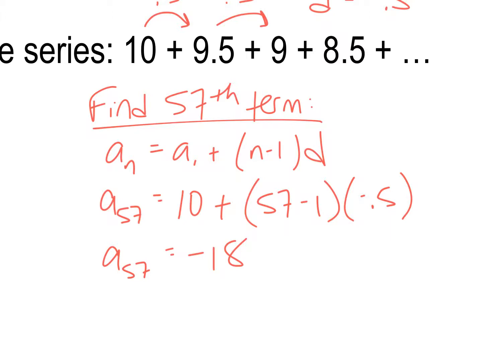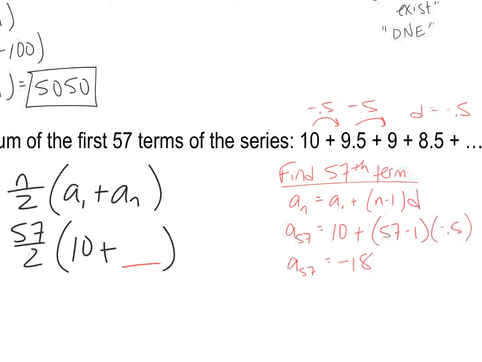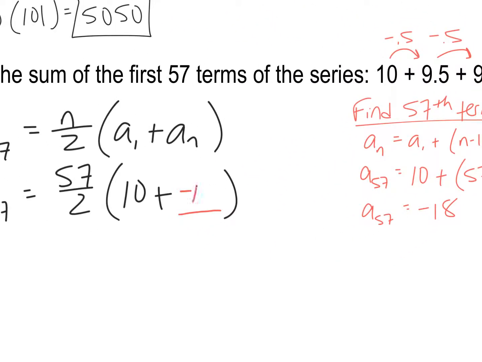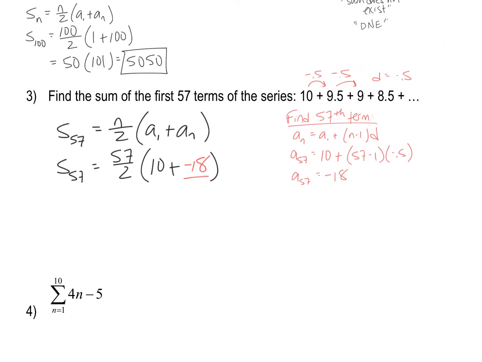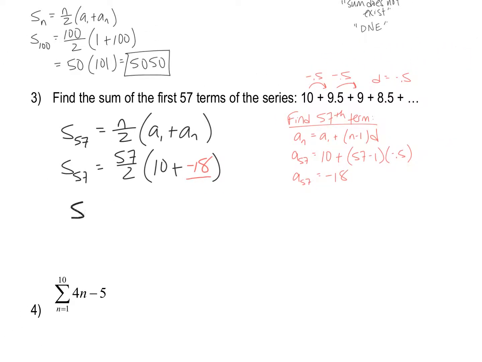That means that all I need to do is plug in that negative 18 right here. And when I type that into my calculator, I get the sum of the first 57 terms. 57 over 2 is a decimal, times negative 8 gives you negative 228. So if I add up all these numbers all the way out to the 57th term, my answer would be negative 228.